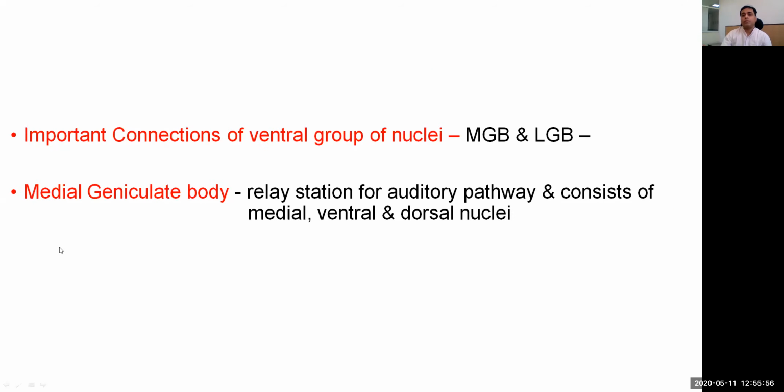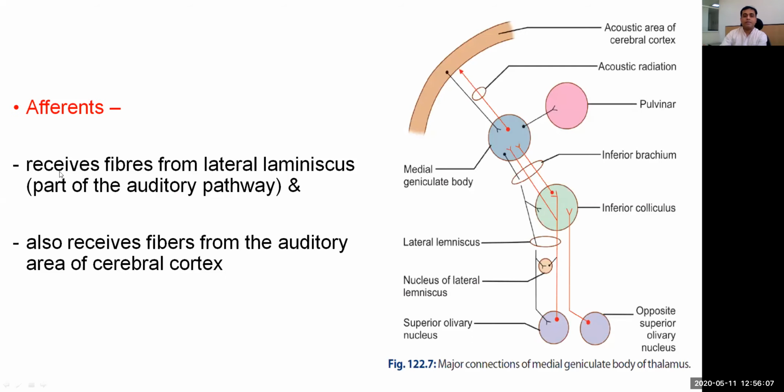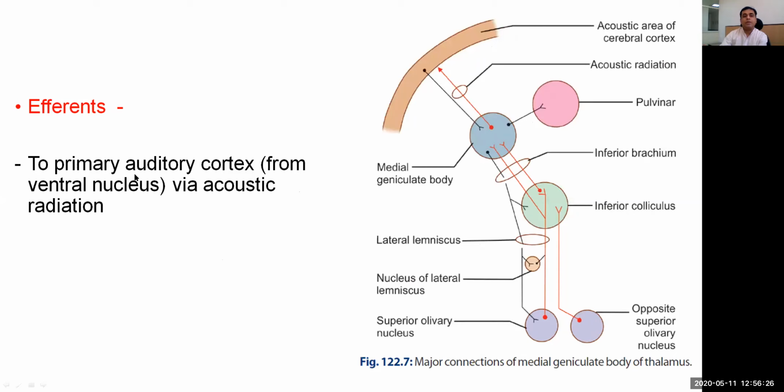Important connections of the medial and lateral geniculate bodies. Medial geniculate body is a relay station for the auditory pathway and consists of medial, ventral, and dorsal nuclei. It is receiving afferent fibers from the lateral lemniscus, which is part of the auditory path, and it is also receiving fibers from auditory areas of the cerebral cortex. Efferents ultimately go to the auditory cortex, that is the primary auditory area, from the ventral nucleus via the acoustic radiations.